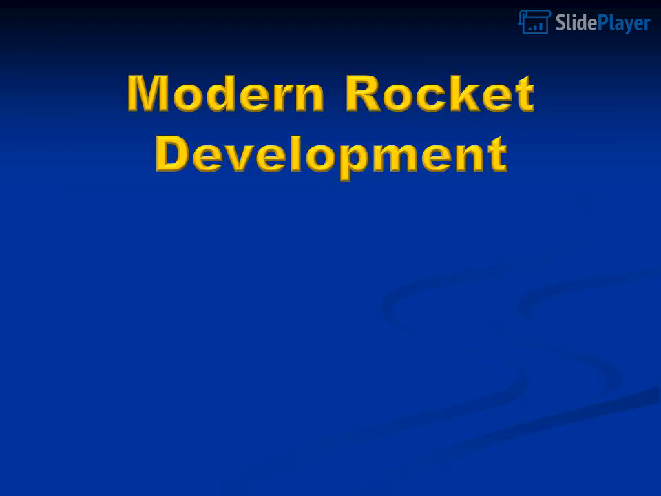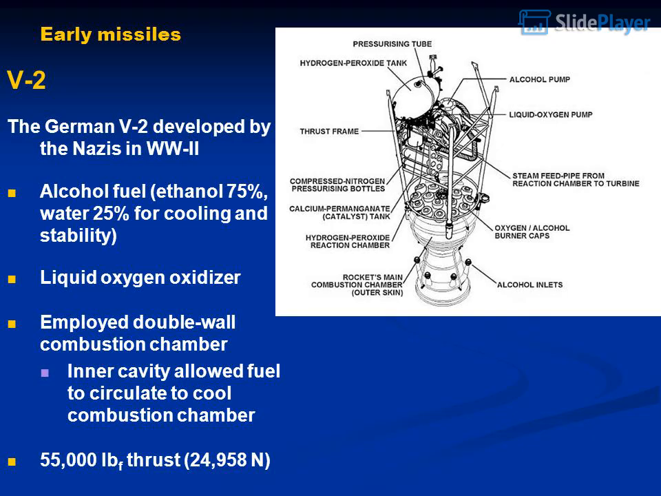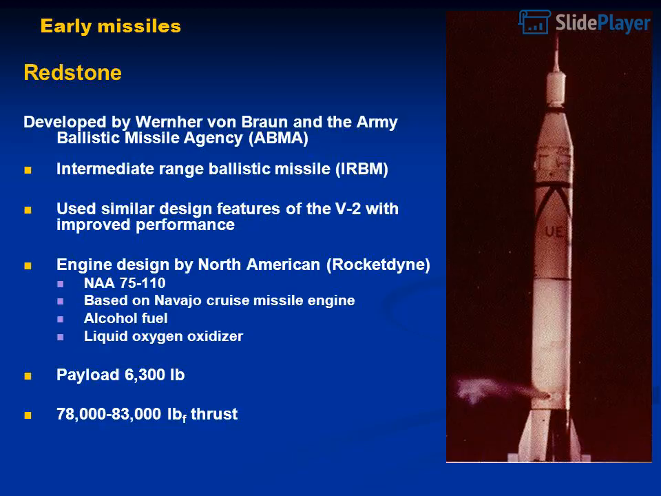Modern rocket development. Early missiles: V-2. The German V-2 was developed by the Nazis in WW2. Alcohol fuel, ethanol 75%, water 25% for cooling and stability. Liquid oxygen oxidizer. It employed a double-wall combustion chamber. The inner cavity allowed fuel to circulate to cool the combustion chamber. 55,000 lbf thrust, 24,958 N.